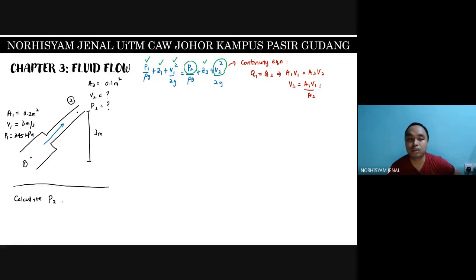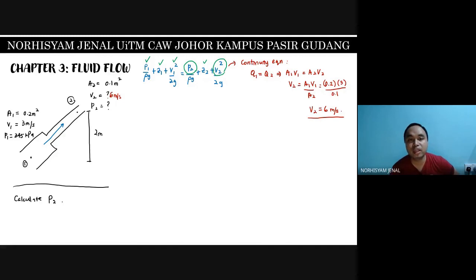So this should equal A1, just now, is 0.2. V1 is 3. A2 is 0.1. So V2 should equal 6 meters per second. Alright, so this will be the velocity at this point, which is equal to 6 meters per second.